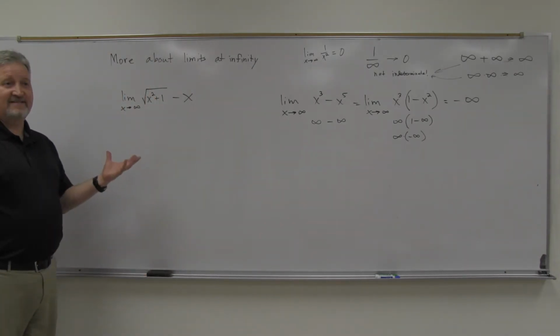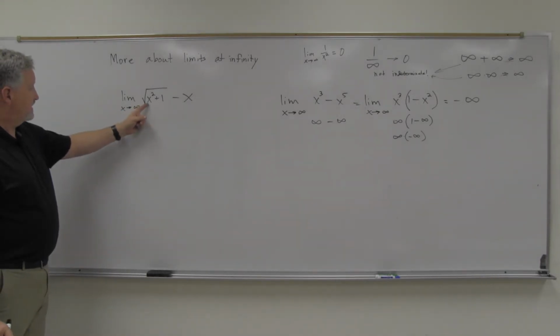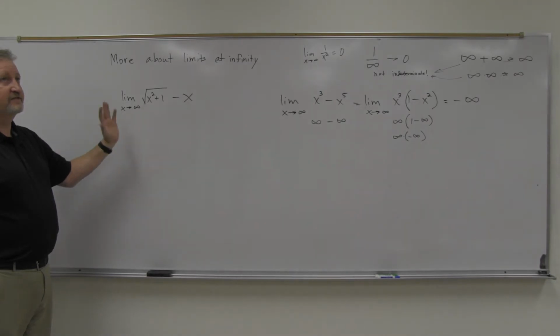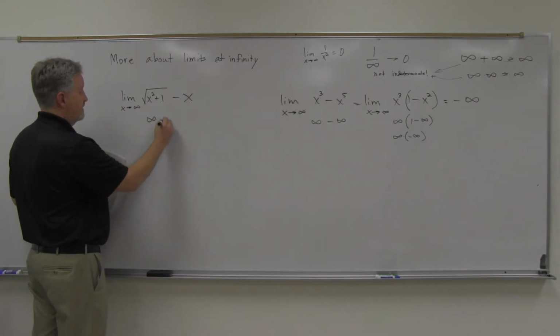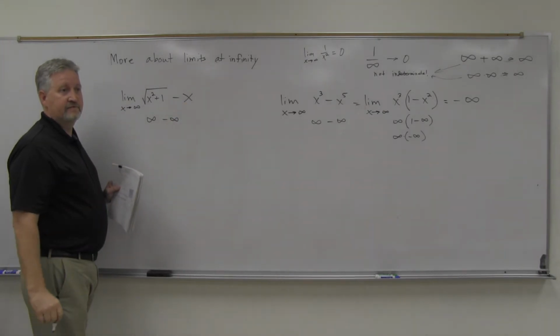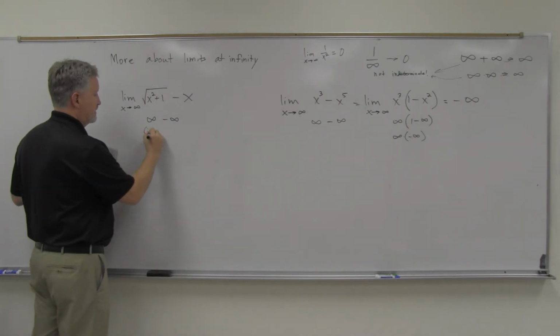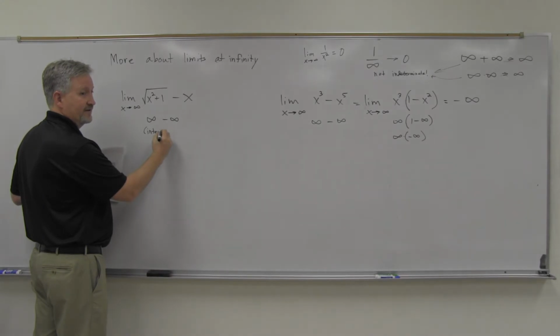Well, as is, the form that I have, what would it be? X goes to infinity, so I have the square root of infinity squared plus 1. Well, that's going to be the square root of infinity, but the square root of infinity is still infinity. So this would be infinity, and then x goes to infinity, so it would be infinity minus infinity, isn't it? Right? Indeterminate. So I have to do something else to figure out what it is.